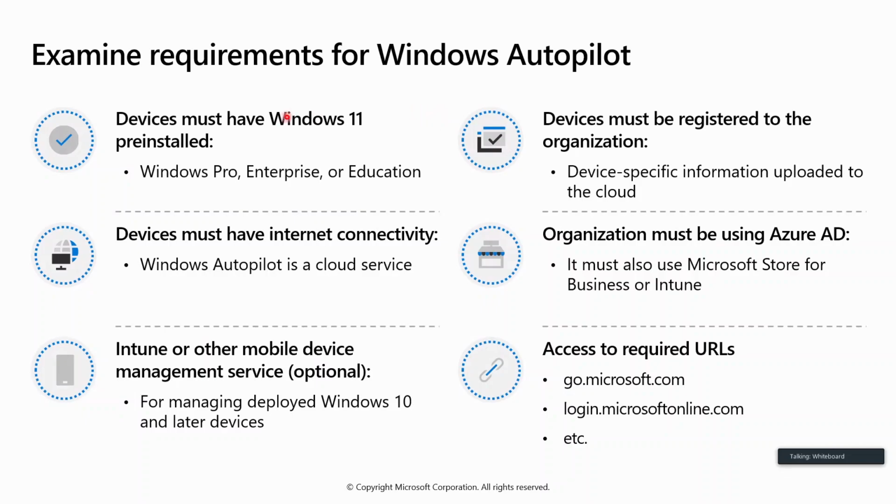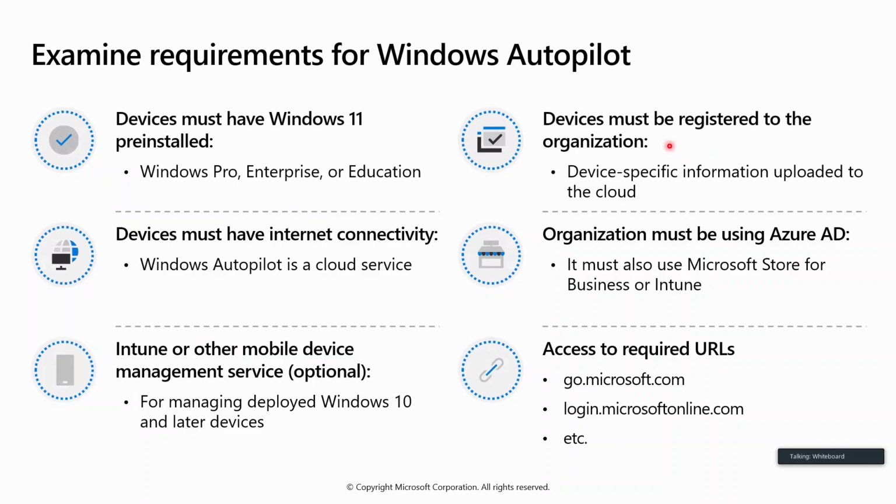Okay, so here are my Windows Autopilot requirements. The device must have Windows 10 or Windows 11 installed, Pro or above, so Pro Education or above. It obviously needs internet connectivity because it is a cloud service. Intune for managing deployed Windows 10 and later devices. Okay, it's saying optional over here. What they're saying is, as part of the Autopilot profile that we create, we can enroll the device into Intune as part of the Autopilot. So that's what they're mentioning over here. Intune or other mobile device management service for managing deployed Windows 10 and later devices.